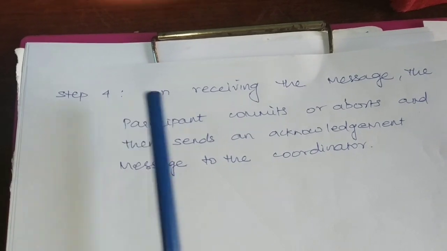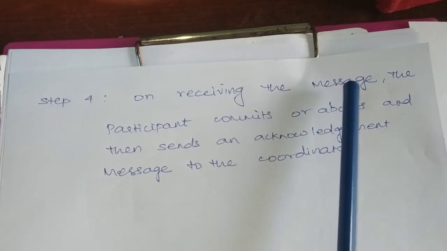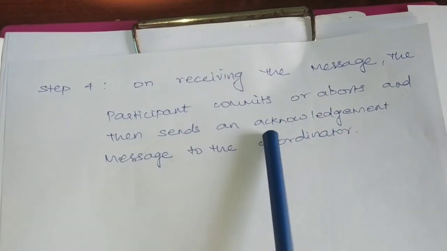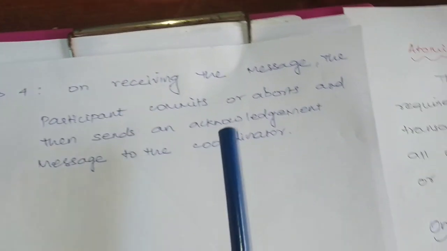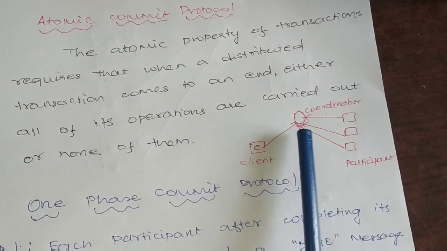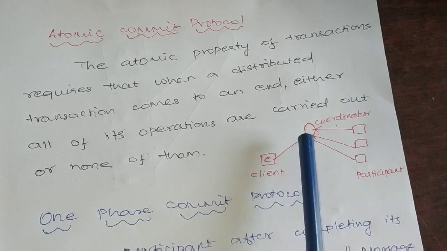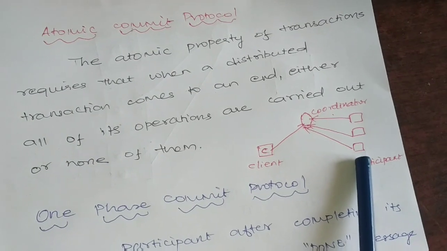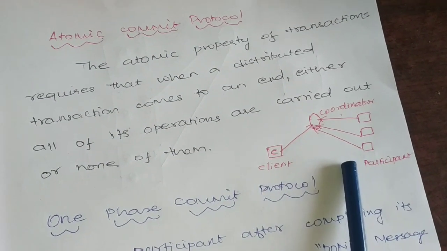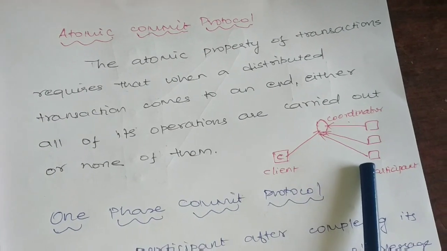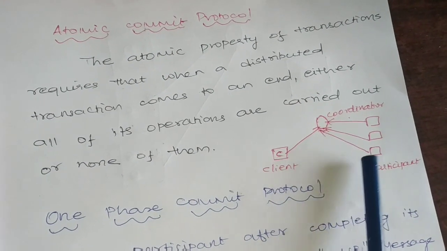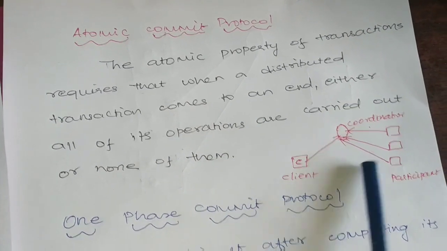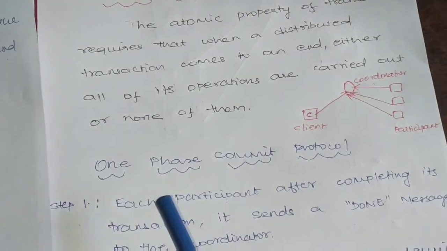And after taking the decision, it will send the reply back to all the participants. Step 4 is, on receiving the message from the coordinator, the participant commits or aborts and then sends an acknowledgement message to the coordinator. So according to step 4, the coordinator will take the decision either to commit or abort, and it will send a message to each of the participants. The participant, after receiving the message, will either commit the transaction or abort the transaction based on the message. After doing that, it will send an acknowledgement back to the coordinator that it has committed or aborted. So this is the one-phase commit protocol.